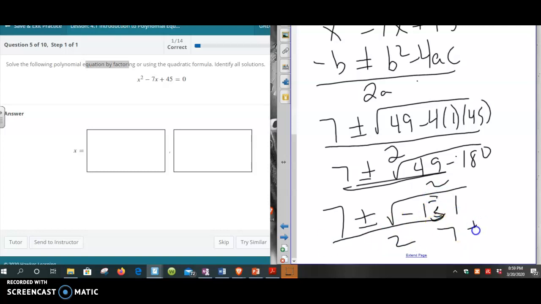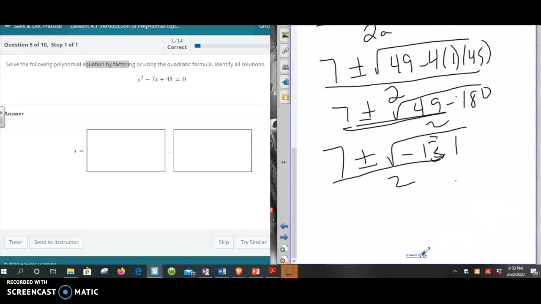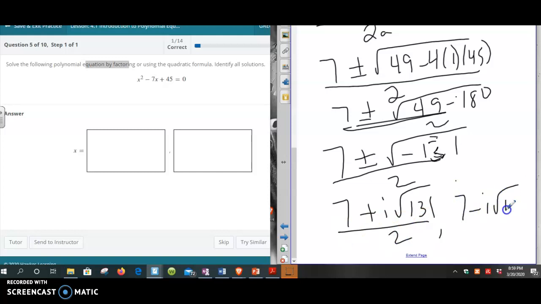It's going to be 7 plus the square root of negative 1. Well, it's going to be i. Let's do the i. Okay, let's go down there. So it's going to be 7 plus i radical 131 over 2, and 7 minus i radical 131 over 2. I'm glad I don't have to type that in the computer. I'll leave that for you guys.